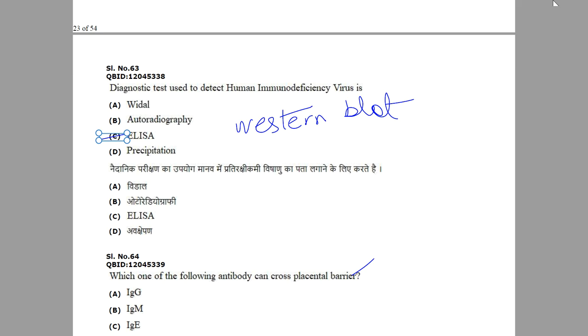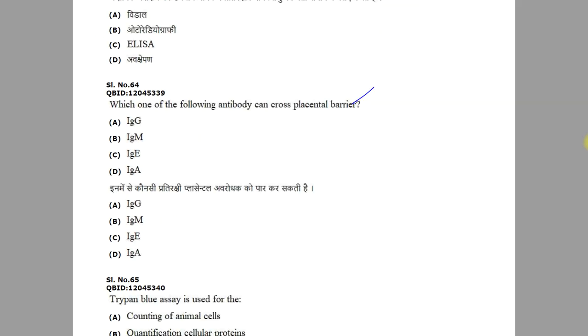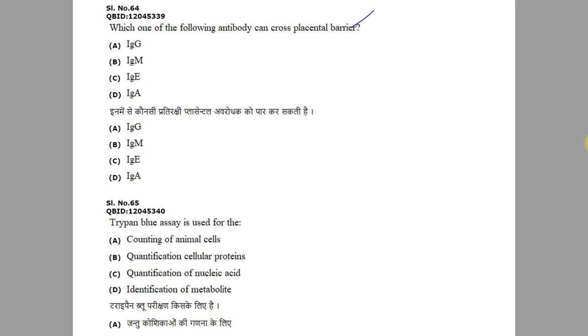Next is the question number 64. Which of the following antibodies can cross the placental barrier? This question is repeated here. It was also previously asked. So here the options are A. IgG, B. IgM, C. IgE, and D. IgA. The answer which is correct here is the option A, which is the IgG.